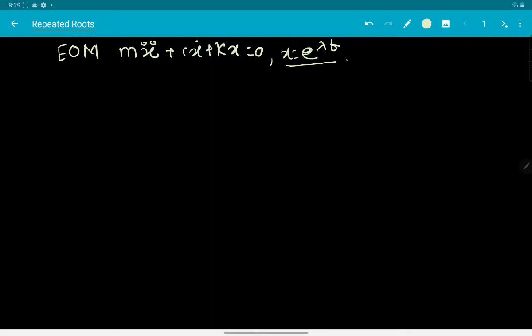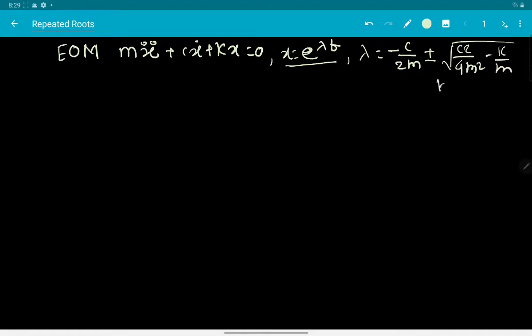Hello students, in the previous classes we have seen that the equation of motion for a single degree of freedom system which has got a damping into it is mx double dot plus cx dot plus kx equal to 0, and we also have seen that we have tried this solution x is equal to e raised to lambda t, and in order that this turns out to be the solution, lambda has to have certain conditions onto it. Lambda can take only these values which are minus c by 2m plus minus under root c square by 4m square minus k by m.